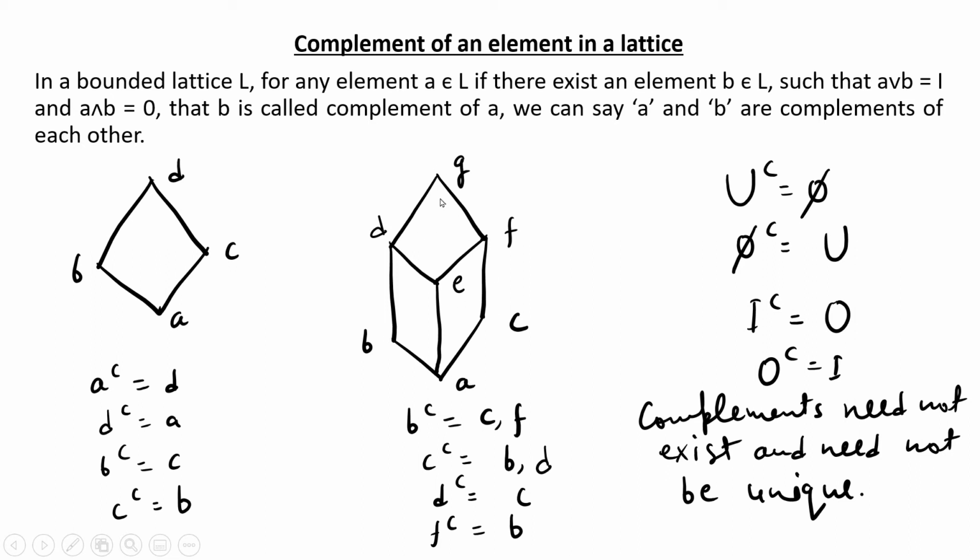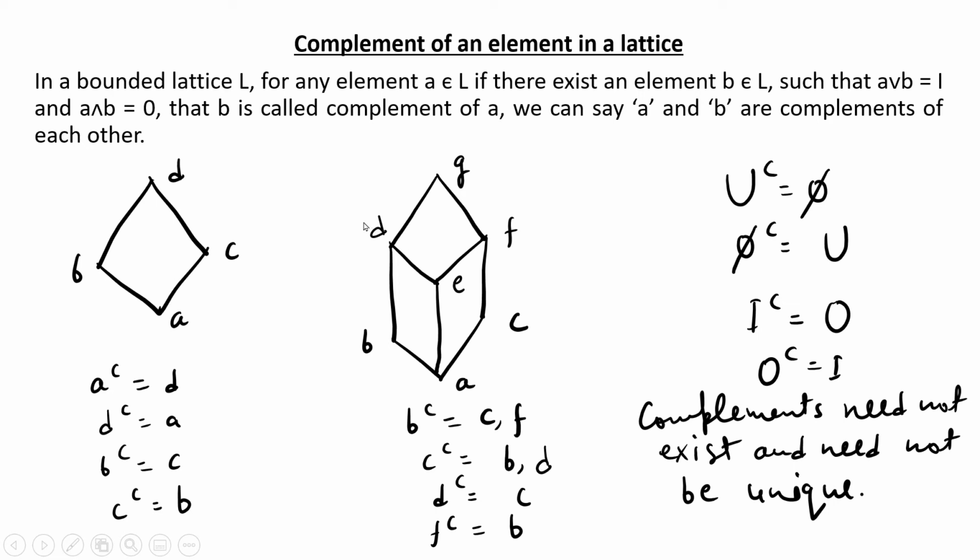Then in this lattice we have the elements A, B, C, D, E, F, G. For the pair B, C: B and C are complements of each other because B join C is G and B meet C is A, because A is the lower bound and G is the upper bound. Then let's check the pair B and F. B join F is G and B meet F is A. That's fine. So B and F are complements of each other.